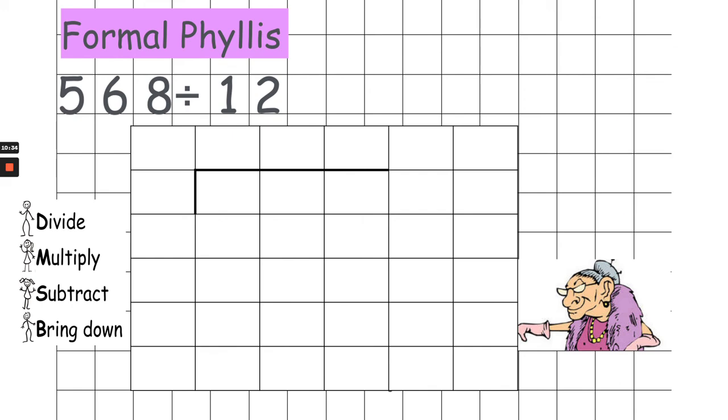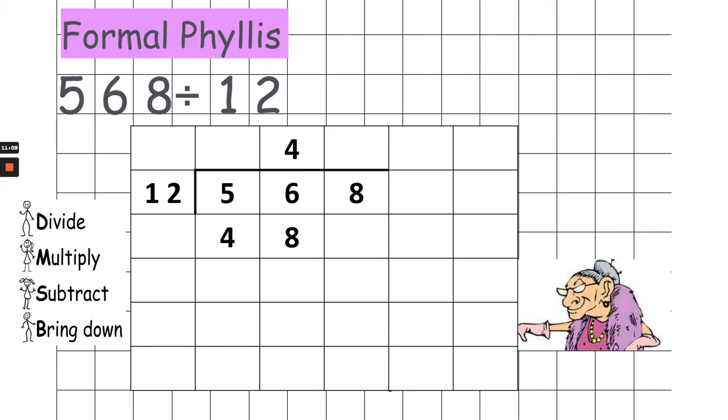All right, are you ready? Let's see how we got on. First of all, we just need to set up our method for long division. 568 is my dividend, it's how much I've got, and 12 is my divisor. Now we use dad, mum, sister, brother to help us through long division. Dad says, what is 56 divided by 12? 4. Mum says, well, yes, but 12 times 4 is 48.